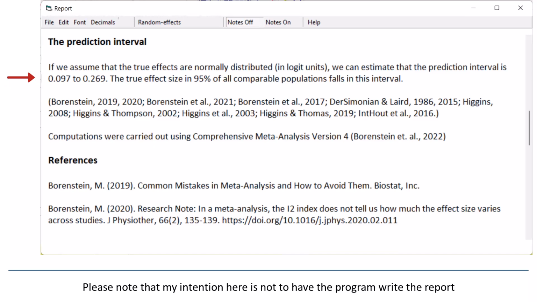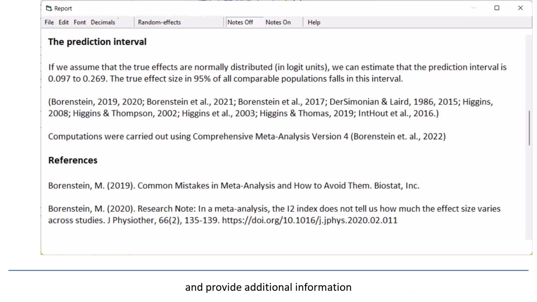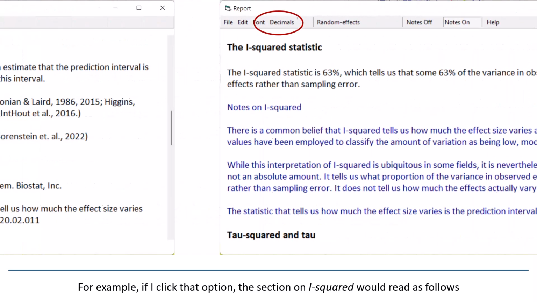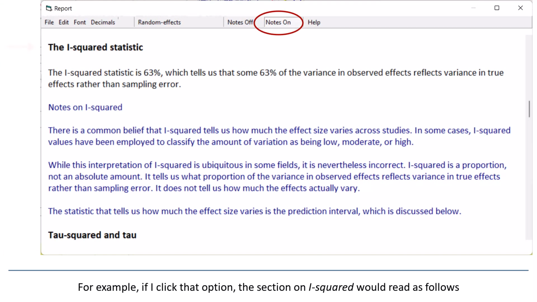Please note that my intention here is not to have the program write the report. I'm simply trying to ensure that the statistics are interpreted properly. Along those lines, there is also an option to annotate this report and provide additional information. For example, if I click that option, the section on I squared would read as follows.